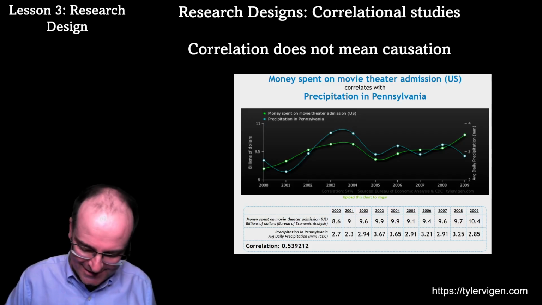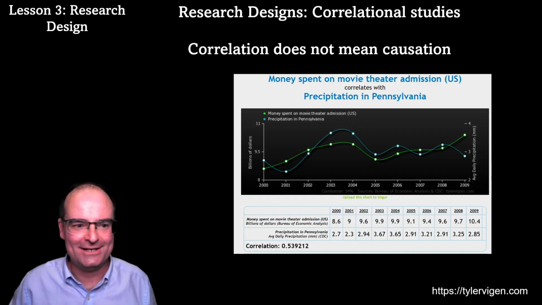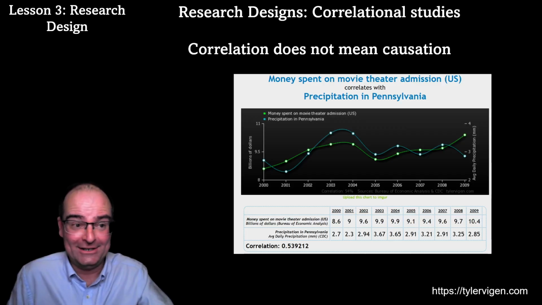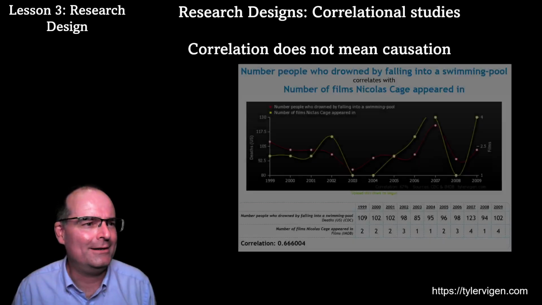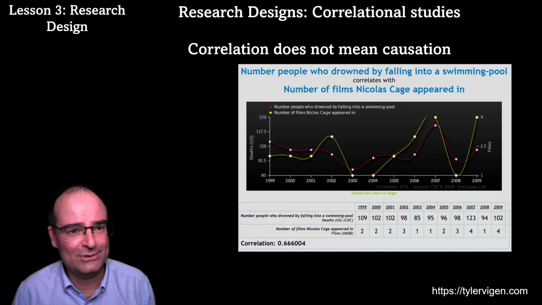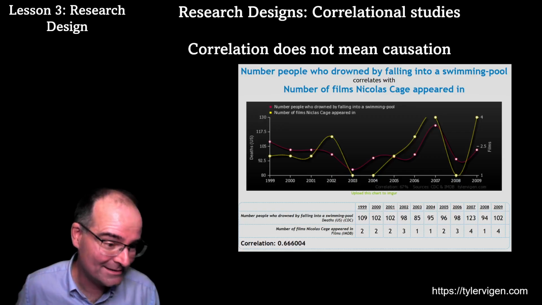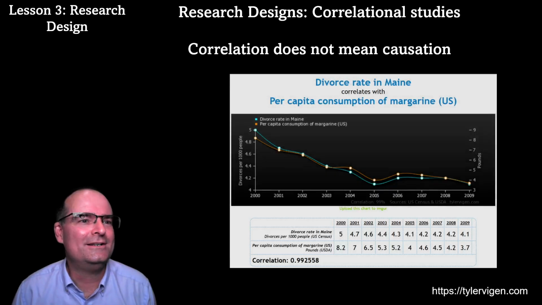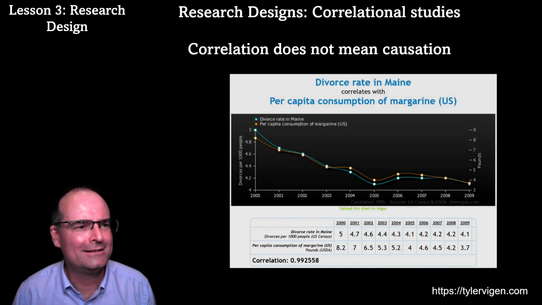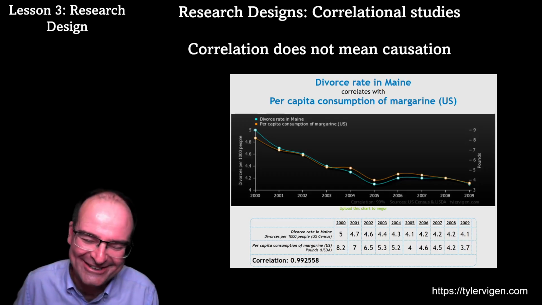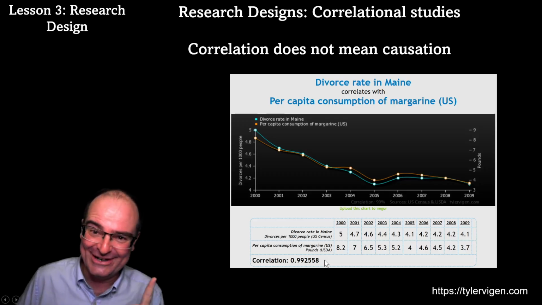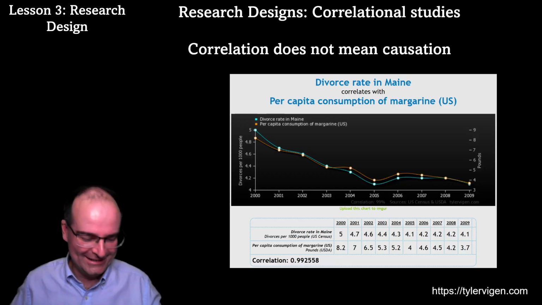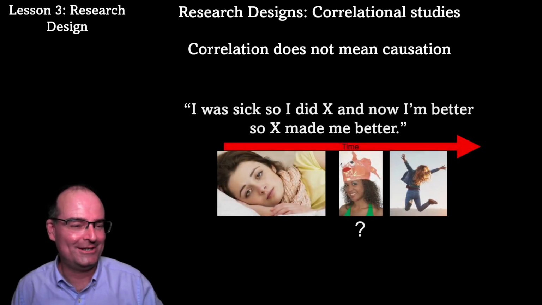But what the website does is clearly demonstrate that just because things are correlated with each other doesn't mean one causes the other. I think this is plausible. Yeah, when it's raining, you've got nothing better to do, you go and see the movies. But what about this one? Number of people who drown by falling into a swimming pool, highly correlated, 0.66, with number of films Nicolas Cage appeared in. Or this one, divorce rate in Maine and per capita consumption of margarine. That's a correlation of 0.99. Someone's been looking for that. That's not causal, but it's hilariously close. Margarine, divorce rate, you mine enough data, it's amazing what you can find.